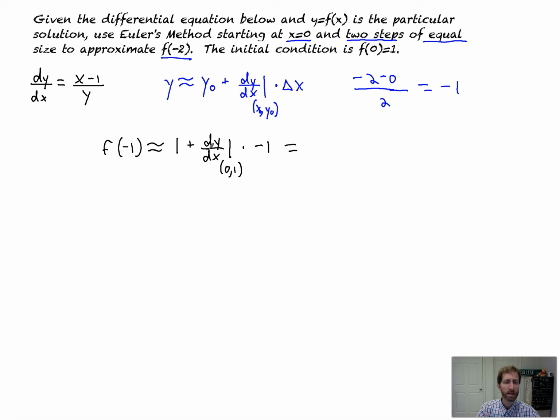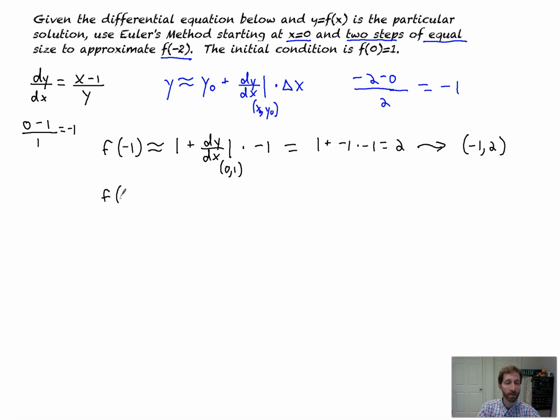Okay, so let's plug it in. dy dx at 0, 1. I'll just do a little side work here. 0, 1: 0 minus 1, all over 1. Well, that's going to be equal to -1. Well, that's not bad. 1 plus -1 times -1 is equal to 2. So what that means is the point that we've arrived at is the point -1, 2. So that's the approximate value on this curve that we don't know: f of -1 equals 2.